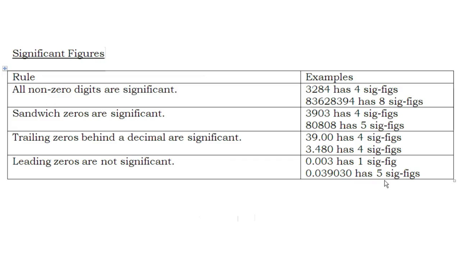This value here has 5 sig figs. The first 2 zeros you see are leading zeros. They're not significant. This 0 is a sandwich 0 because it's between 2 non-zero digits, so that value is significant. The final 0 is a trailing 0, so that is significant. So the 39030 are our 5 significant figures.